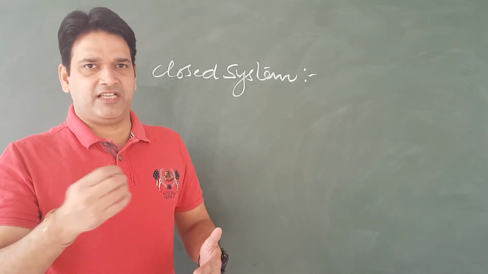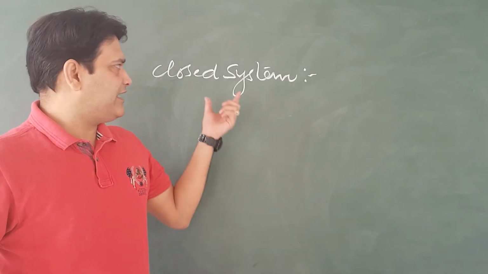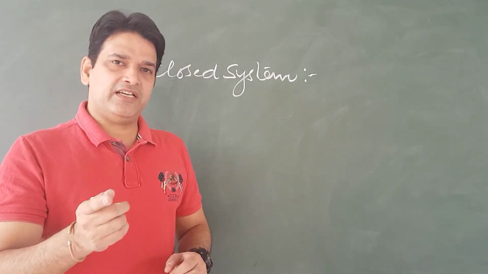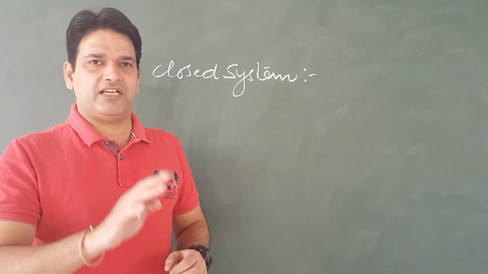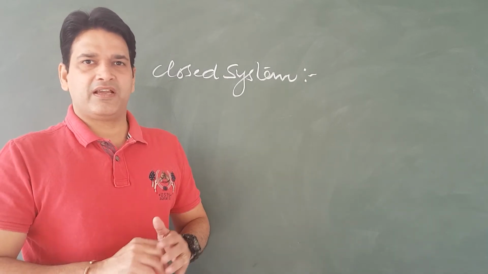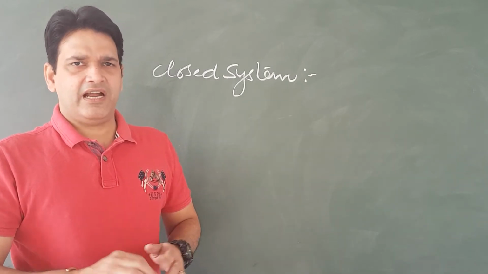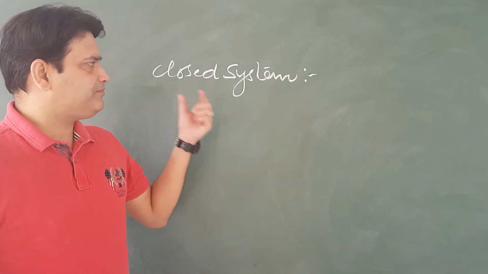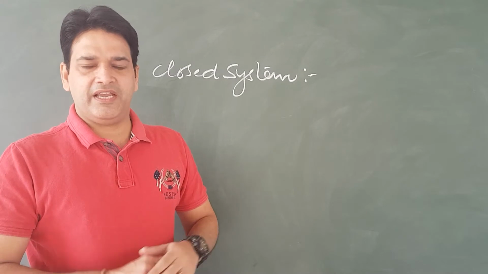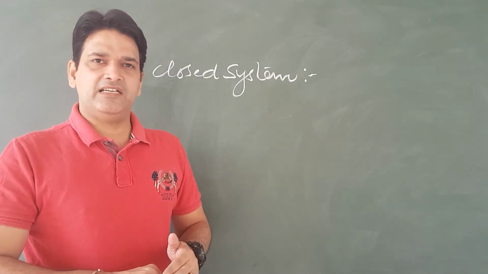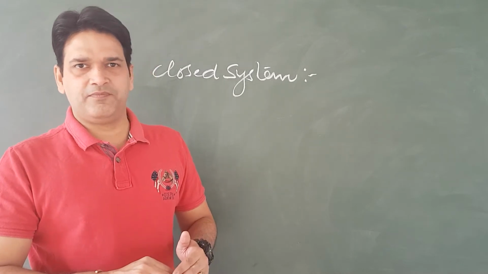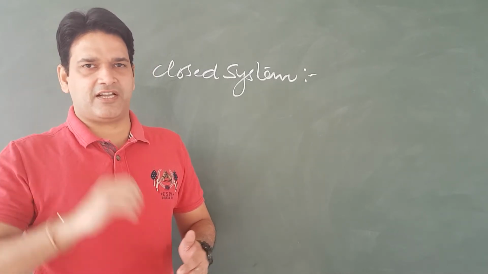be exchanged with the surrounding, and then closed system, in which only energy can be exchanged with the surrounding, but the matter of the system cannot be exchanged. And obviously there is a system which is called isolated system, in which neither energy nor the matter or mass of the system gets exchanged with the surrounding.